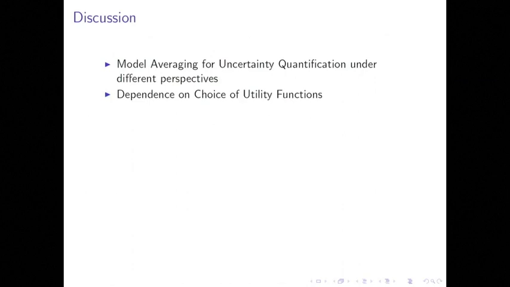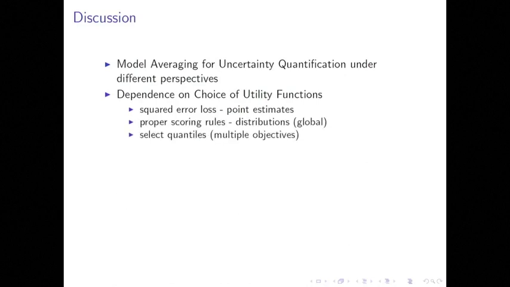There is the approach in here. There seemingly is a kind of dependence on the choice of utility functions. If we use this logarithmic score, that gives us a case where the weights are always non-negative, and that might be beneficial if we think about that. Squared error loss is allowed, can get point estimates.